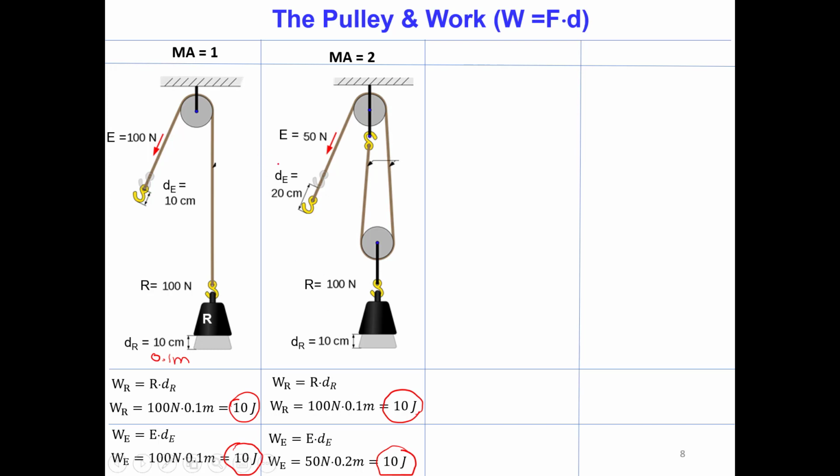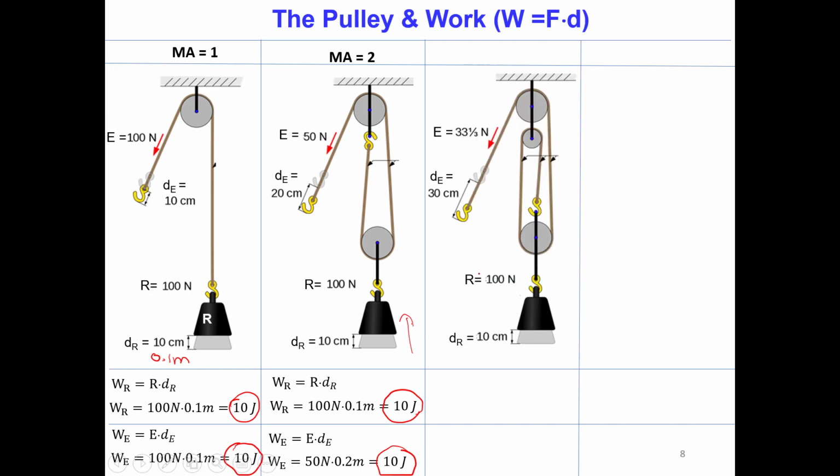The effort is reduced. In this case, the effort is reduced by 2 because the mechanical advantage is 2. One more thing you can see here, the direction of the force also changes. Yes, in this particular configuration, the direction of the force changes also.